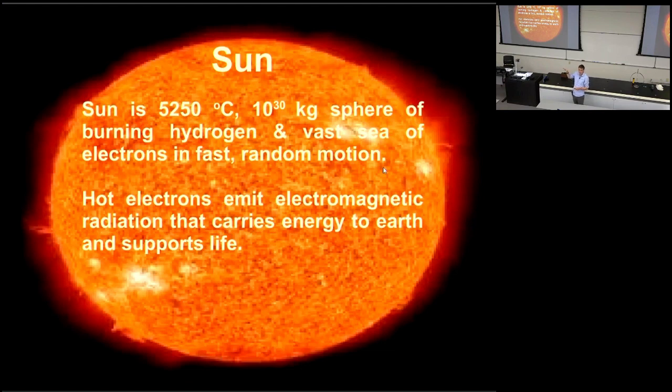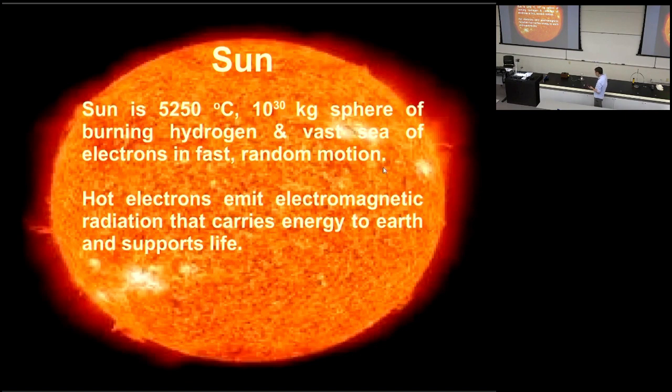Those electrons are moving around wildly with their random thermal motion at 5,000 degrees Celsius, and they're radiating. They're radiating electromagnetic radiation, and that's the source of the sun's light. That's the source of the sun's black body radiation.